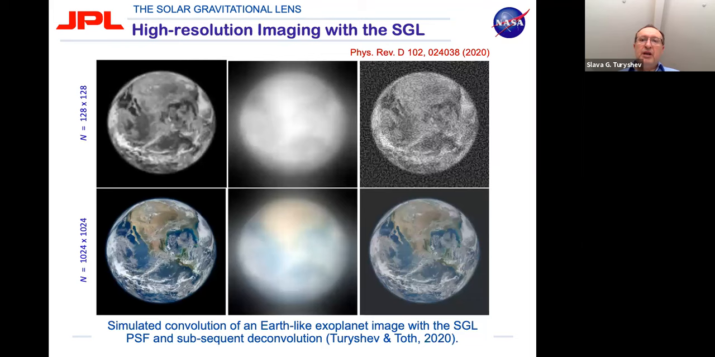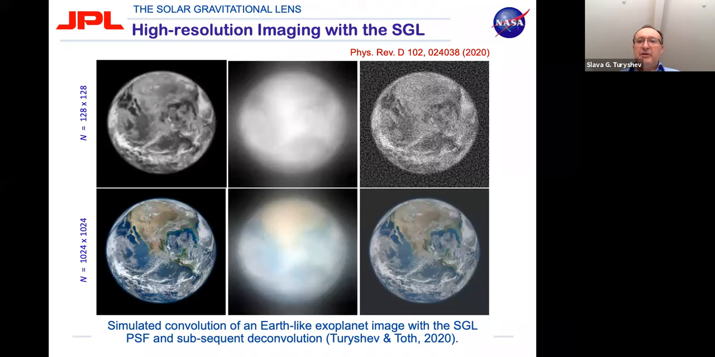So moving on, this is what we can do today. These are the images of our Earth taken at different resolutions. On the left, you see the image of Earth taken at 128 by 128 pixels. In the middle, on the top row, you see that image convolved with the point spread function of the SGL. And on the right, you see the image deconvolved. At 128 by 128, you can already see the continents, even when looking at the middle picture, which is blurred. But on the right, you can now see a very decent picture resolution of the original image.